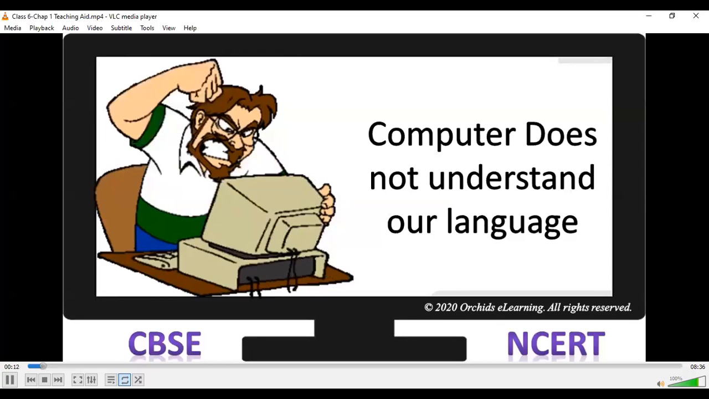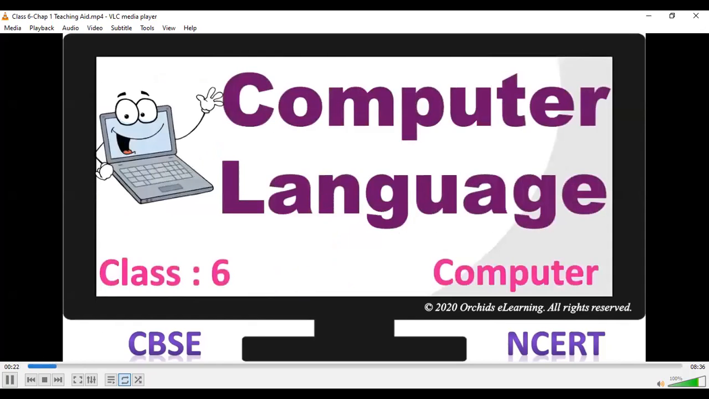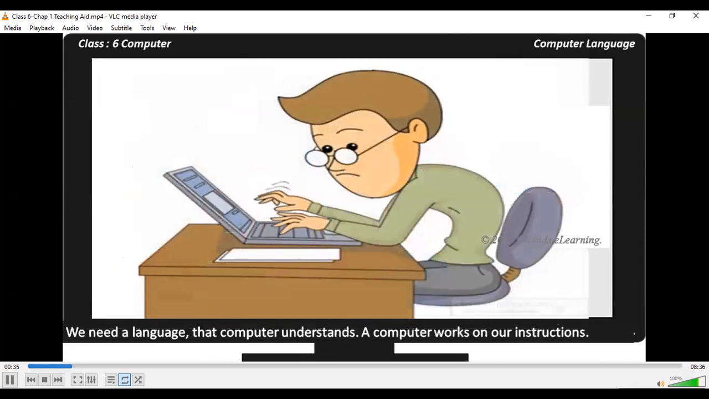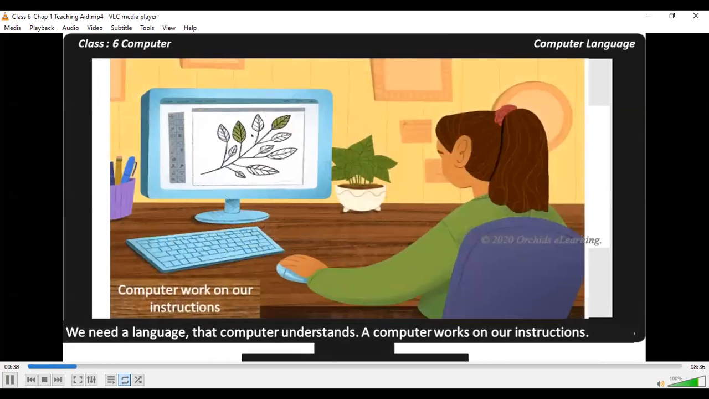We have already learned that a computer understands only machine language. Let us learn more clearly about these computer languages today. Computer language, Class 6. Language is the medium to express our views and feelings. To communicate with the computer, we need a language that the computer understands. For every action, a computer has to be given instructions accordingly.